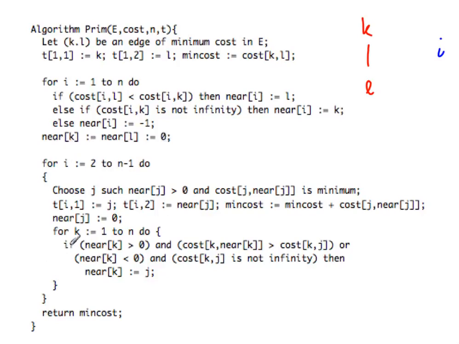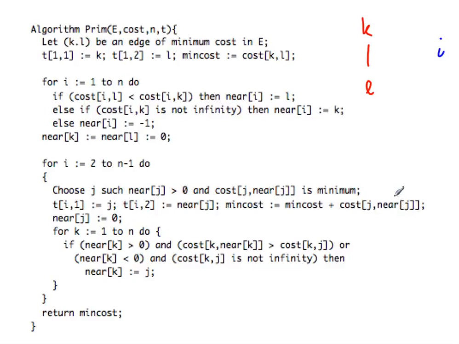Now we run through the remaining vertices exactly as we had described informally before. We choose that j such that there is a positive value, so it's outside the tree. So if it is greater than 0, it's not -1 either. It is connected and it is not in the tree. And we find that its cost among all such j is minimum. Having identified this, we will now add this as our new edge. So we will now say that the ith edge has endpoints j and near of j. The minimum cost is increased by the cost of this edge.